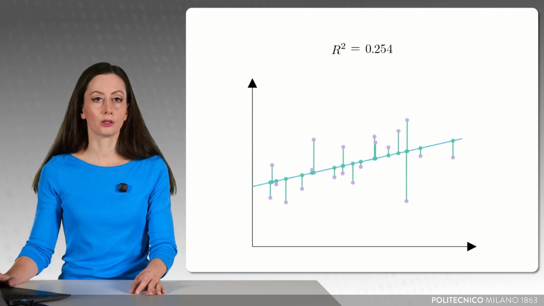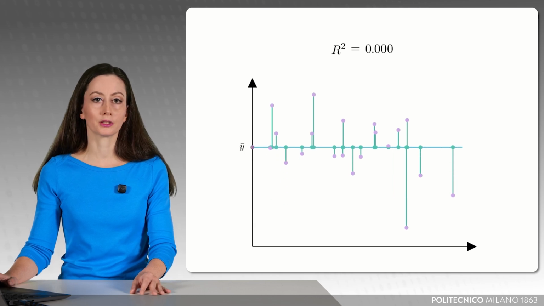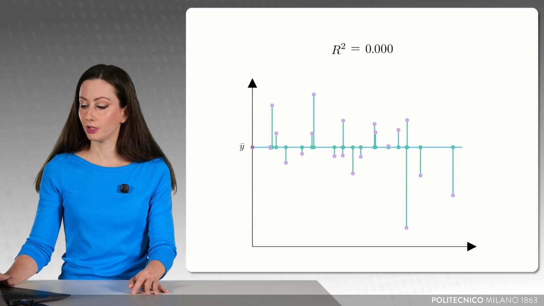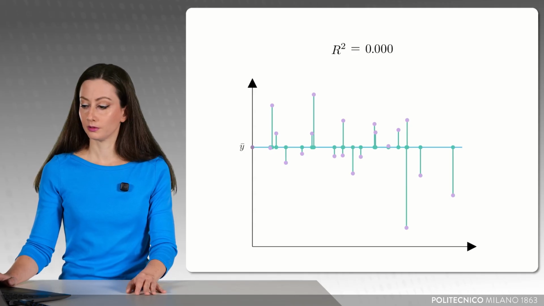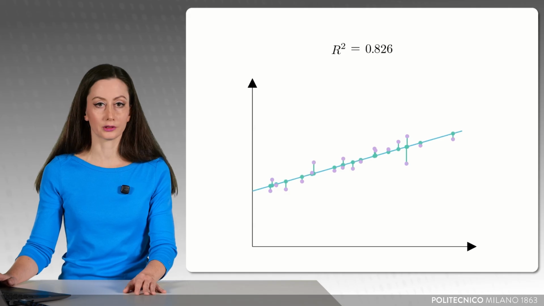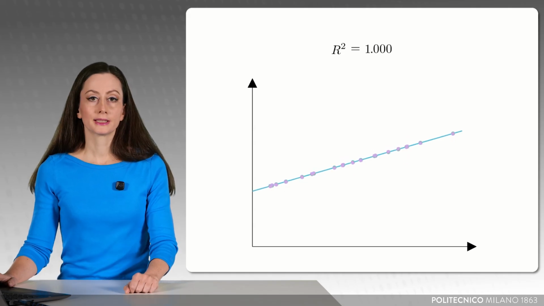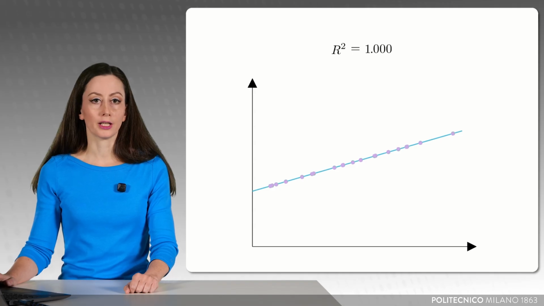If R squared is close to 0, it indicates a poor fit of the data. And in the worst-case scenario, a baseline model that always predicts the average will have R squared equal to 0. Conversely, if R squared is close to 1, it indicates a good fit. In the best case, if the predicted values match exactly the observed values, we have E equal to 0 and R squared exactly equal to 1.